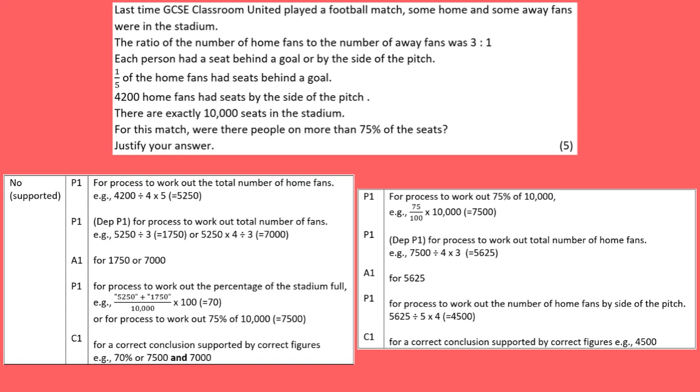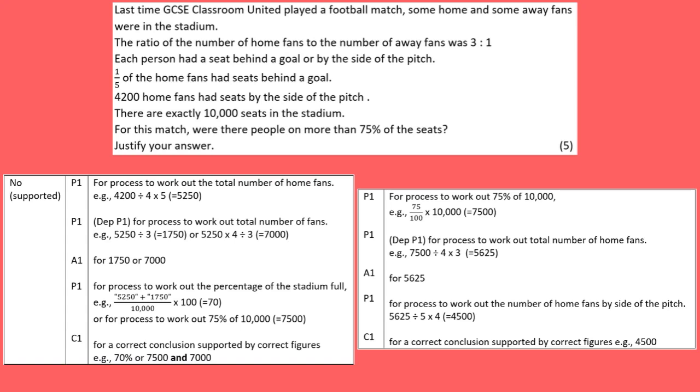As discussed before, we know this is 4/5 of the total number of home fans. So if we divide by 5 and times by 4, we get 4,500 home fans should be present at the side of the pitch. This is more than 4,200, so we get the same conclusion of no.